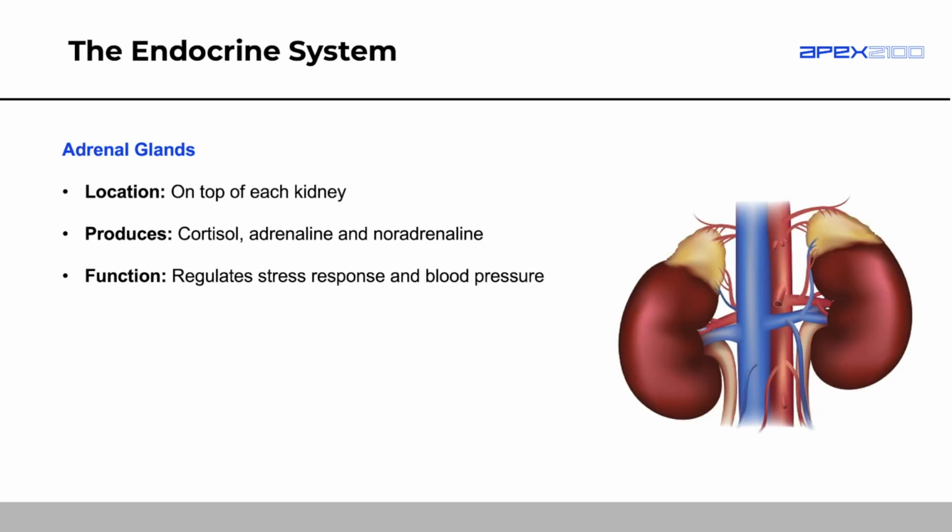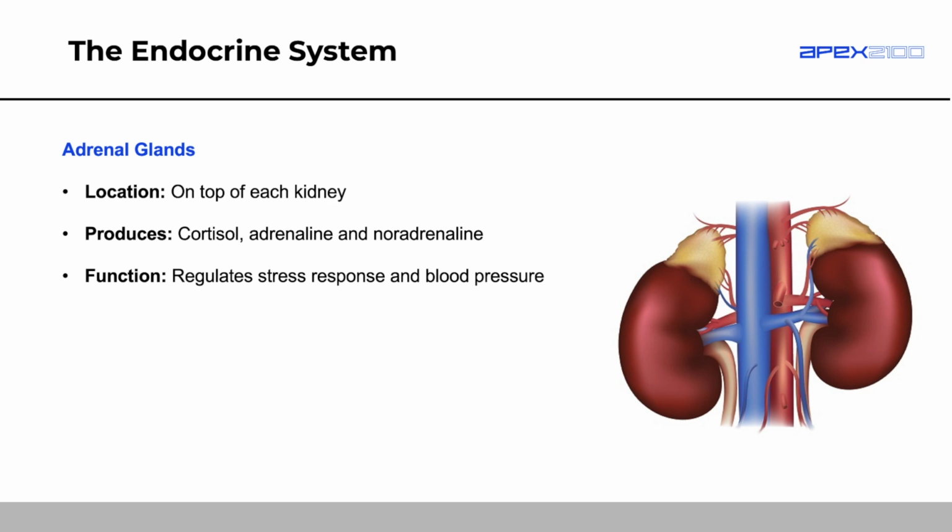We have the adrenal glands, which are down in the stomach. They're on top of each kidney. You can see those little yellow blobs on the tops of the kidneys. And these ones produce cortisol, adrenaline, and noradrenaline. And they're very important for regulating our stress response and our blood pressure.